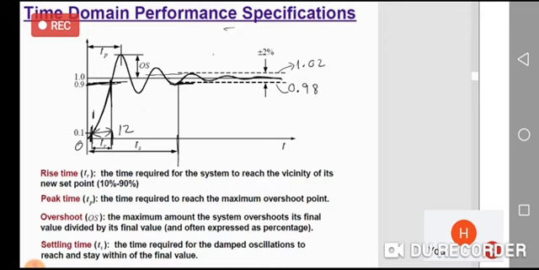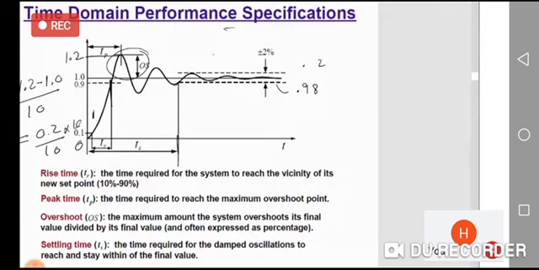Okay? Then the overshoot is typically defined in percent overshoot. So for example, the value of the peak is 1.2. Okay? So the percent overshoot will be equal to 1.2 minus final value divided by final value, which is 0.2 divided by 1, multiplied by 100, equal to 20% overshoot. Clear है यहाँ तक?